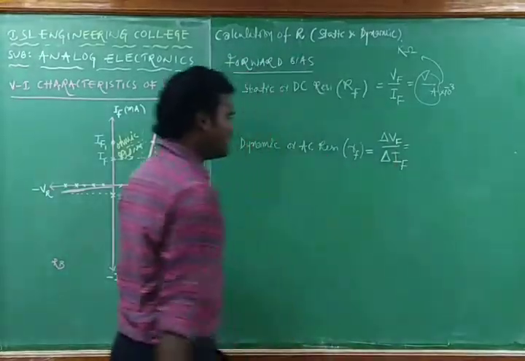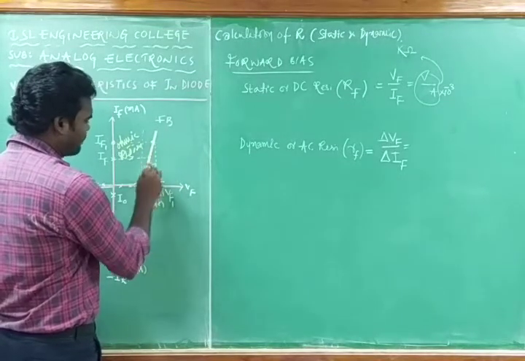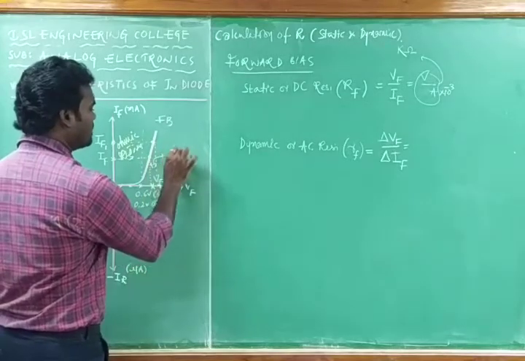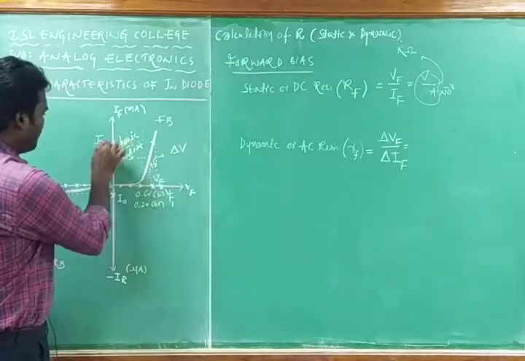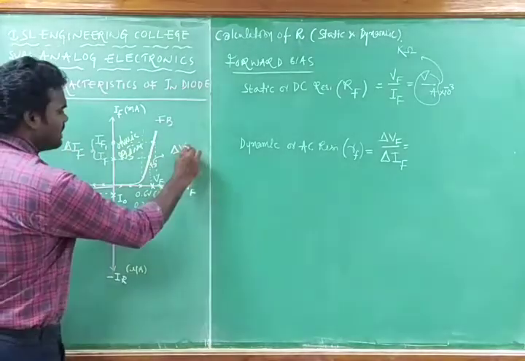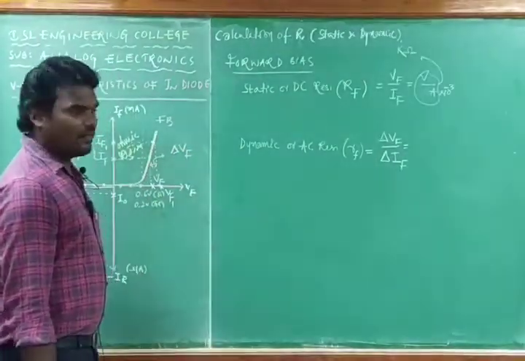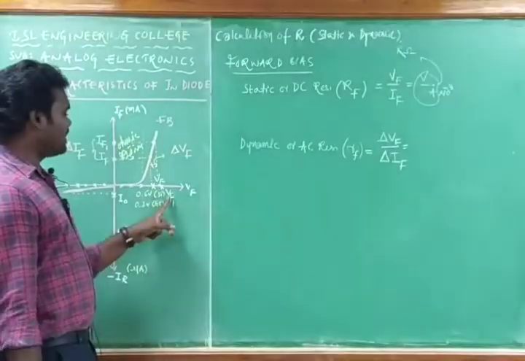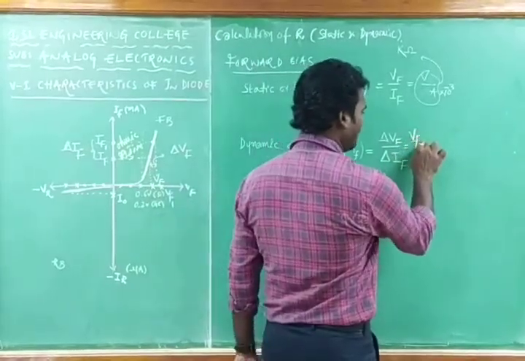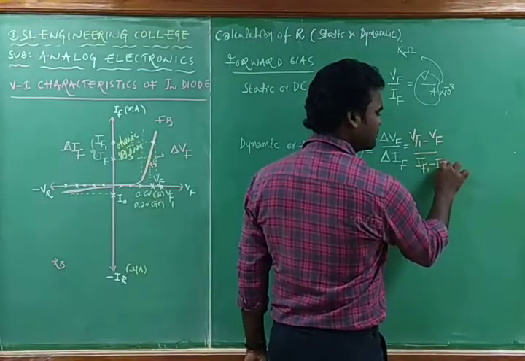How can we calculate change in voltage? This area from VF1 to VF is nothing but the change in voltage only. And from here we have the change in current, that is IF. Change in current is del IF, change in voltage is del VF. Then how can we get this change? It is VF1 minus VF by IF1 minus IF.